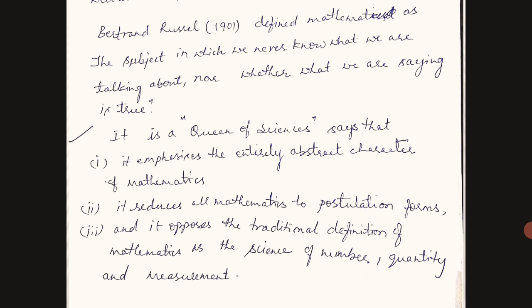Okay, according to Bertrand Russell in the year 1901, he defined mathematics as a subject in which we never know what we are talking about, nor whether what we are saying is true. Like that we can move on.